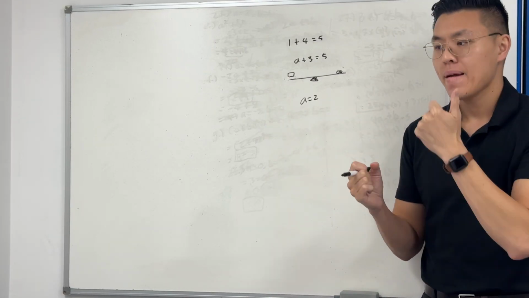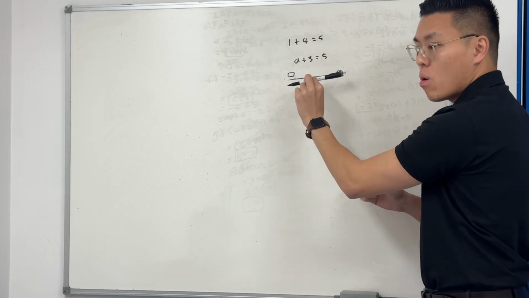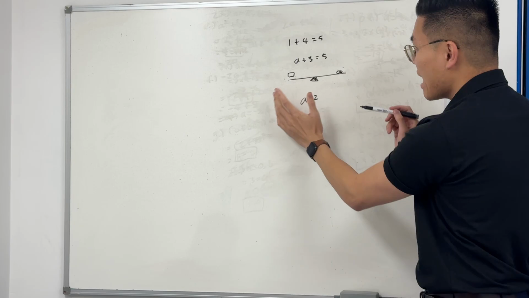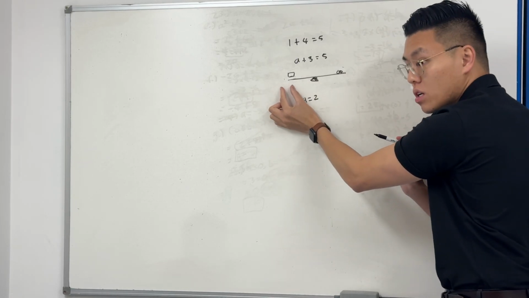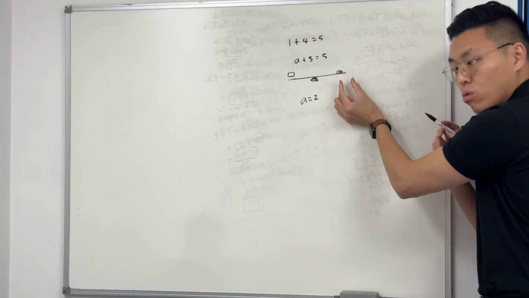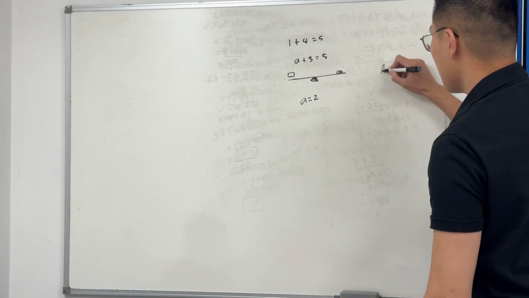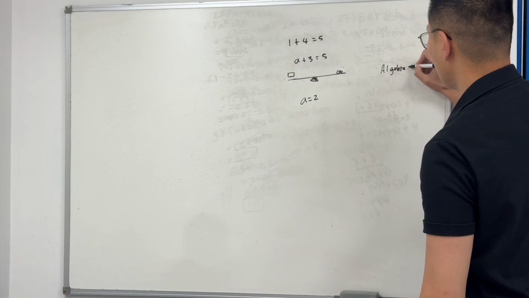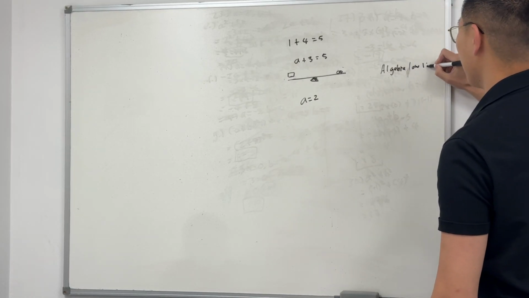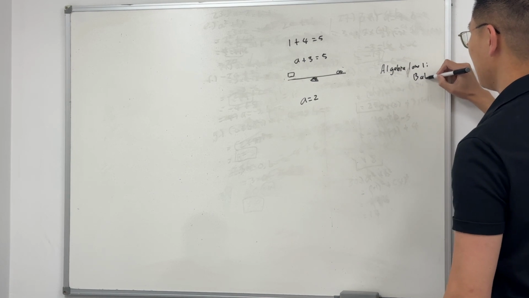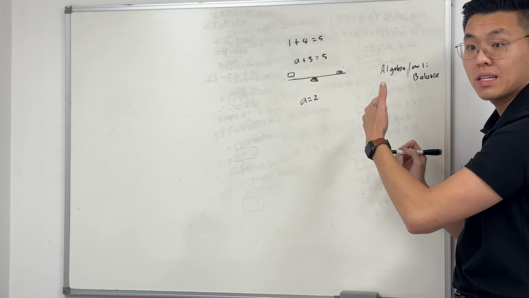Number 1, in algebra, you must maintain balance, okay? What that means is whatever you do to one side, removing 3 balls, you have to do to the other side, also removing 3 balls. Does it make sense? This is algebra law number 1. Algebra law 1, and that is balance. Always has to be balanced. Whatever you do to one side, you must do to the other.